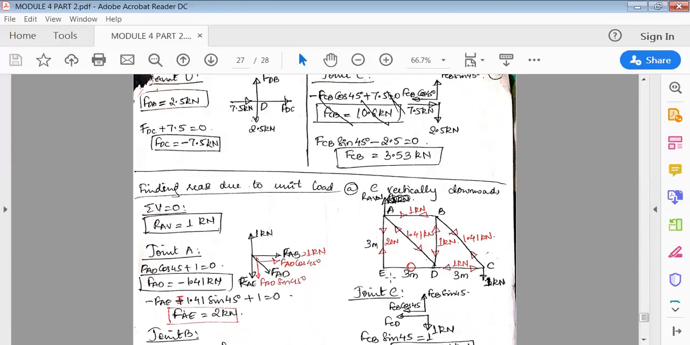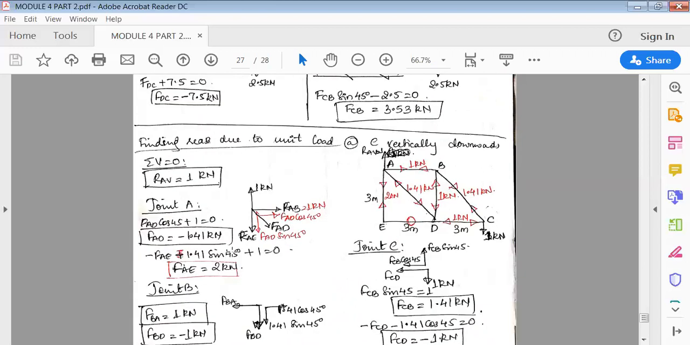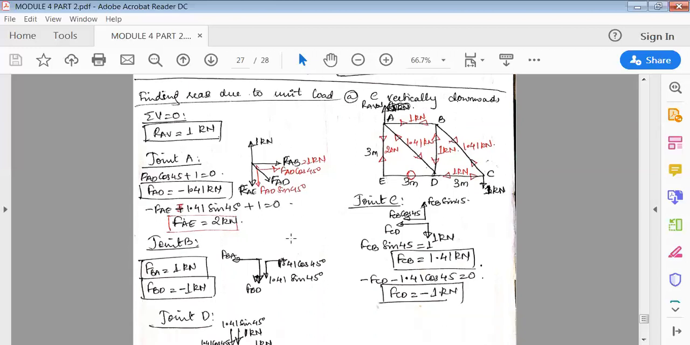Okay, and then as usual, again find RAV, summation H is equal to 0, summation V is equal to 0, and moment. So once you find all this, you'll get that RAV is 1 kilonewton. Okay, then again find joint A, find the forces in each of the members. So first we'll find out at joint A first, because there are only 3 unknowns. Then you have to find joint E. So find all the forces in each member. Same thing, joint A, joint B, joint D, joint C, and joint E. Fine, use all the joints and find the forces in each member.